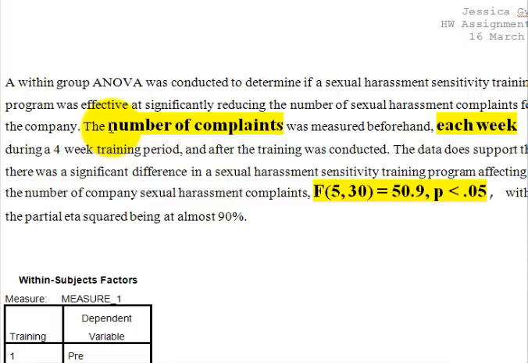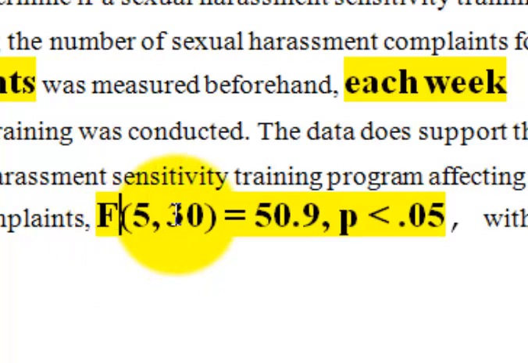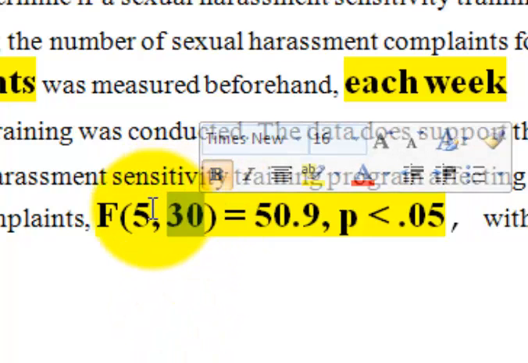The only changes I suggest: the number of complaints was measured beforehand, right? We've got to make it as easy to understand as possible. So we measured the number of complaints before the treatment or the training started, and then for each week during a 4-week period. And the data did support a significant difference. It's the same thing I said last time. Whenever you say the word significant difference, you have to put in what test you used, and an F test comes from an ANOVA. 5 degrees of freedom means you have 6 different measurement times, and 30 people means you have 6 people in each group.